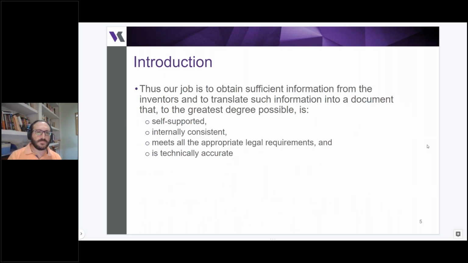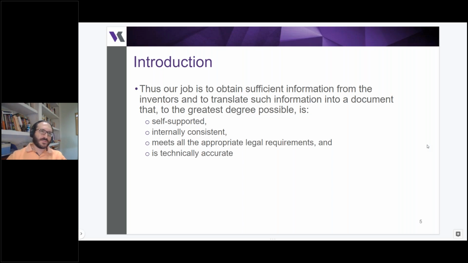have a shortcoming. So what do we have to do as patent attorneys and agents? We have to extract the information from the inventors, both from the document and from an invention disclosure meeting, and we have to craft a patent application that is, to the greatest extent, self-supported and internally consistent, meaning that it has all of the information necessary to describe the invention sufficiently, and that also, of course, it's internally consistent.